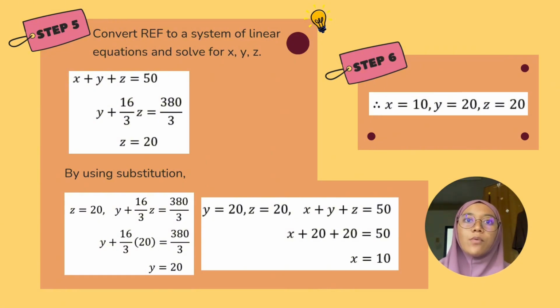By using substitution, we will replace Z in equation 2. So, we solve for Y and we get Y equals 20. After that, we will replace Y equals 20 and Z equals 20 in equation 1. So, we will solve for X and the final answer for X is equal to 10. For step 6, therefore, X equals 10, Y equals 20, and Z equals 20.